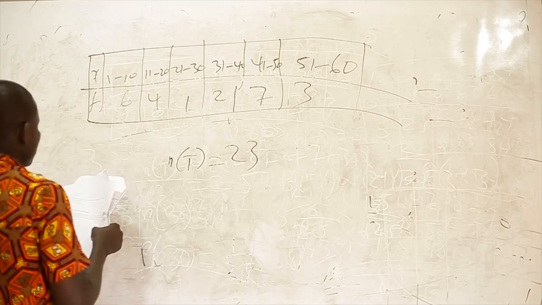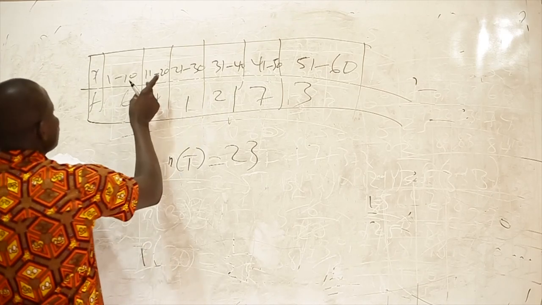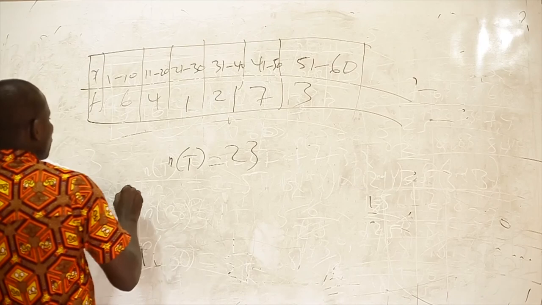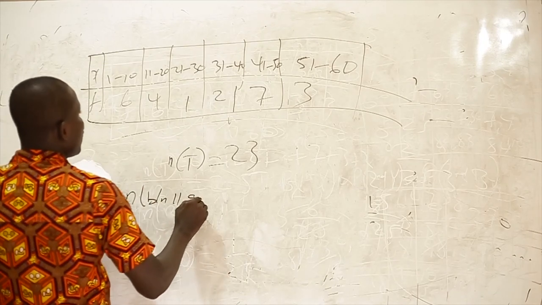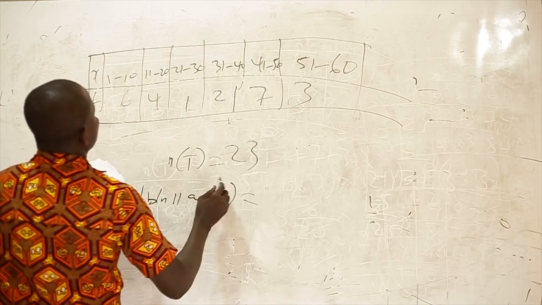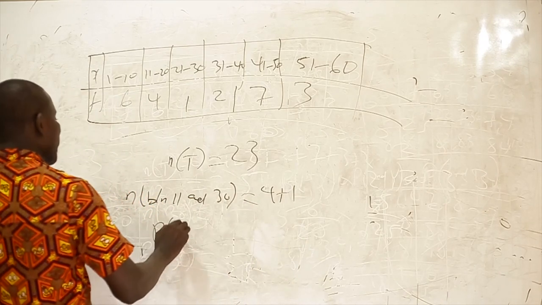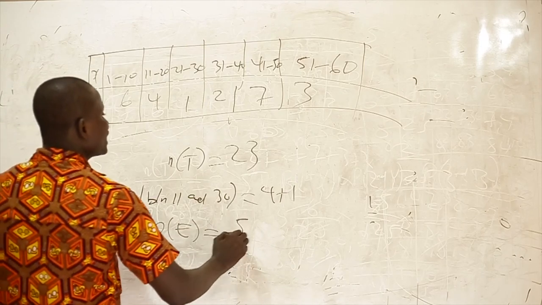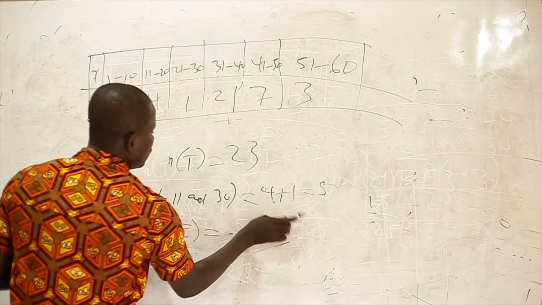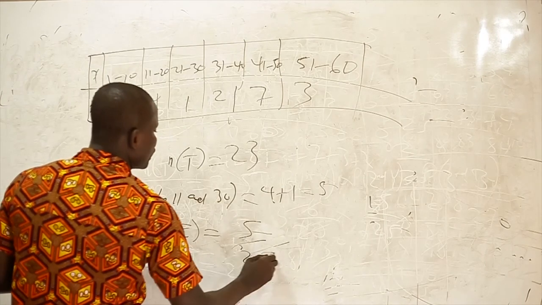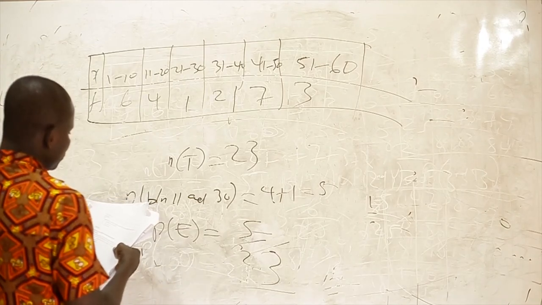Between 11 and 30 is this. So n between 11 and 30 will be 4 plus 1. So the probability of the event at this point is 5 over 23. Is that okay? Between 11 and 30. That's it.